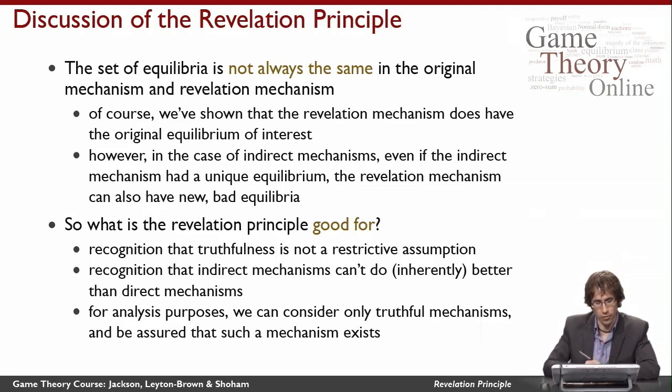So really the revelation principle, in telling us that we can restrict ourselves to truthful and direct mechanisms without loss of generality, opens up the analysis of mechanisms. And we're going to see in the future when we prove things about mechanisms, we always begin by saying, without loss of generality, let's restrict ourselves to truthful and direct mechanisms. And that step is very important. That's what makes mechanism design feasible in practice. And so that's why we're telling you about this so early on. This is a really important foundational principle to mechanism design.